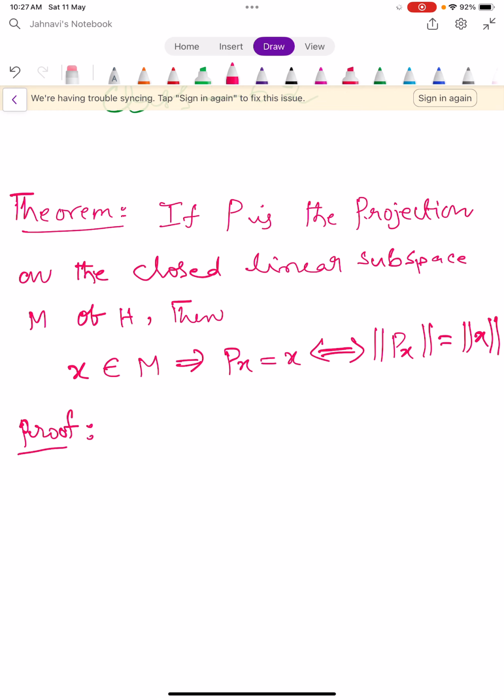In this video, we learn this theorem. If P is the projection on the closed linear subspace M of H, then X belongs to M implies Px is equal to X, implies and implied by norm Px is equal to norm X. Let us prove this statement.